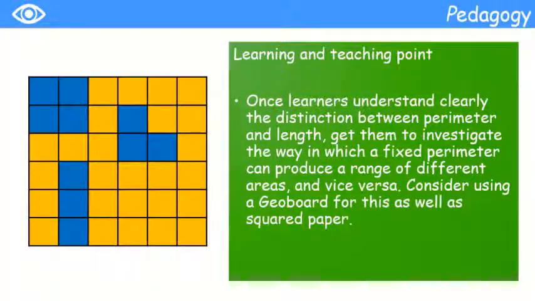Okay, so the pedagogy here. Once learners understand clearly the distinction between perimeter and length, get them to investigate the way in which a fixed perimeter can produce a range of different areas, and vice versa. Consider using a geoboard for these kinds of activities.